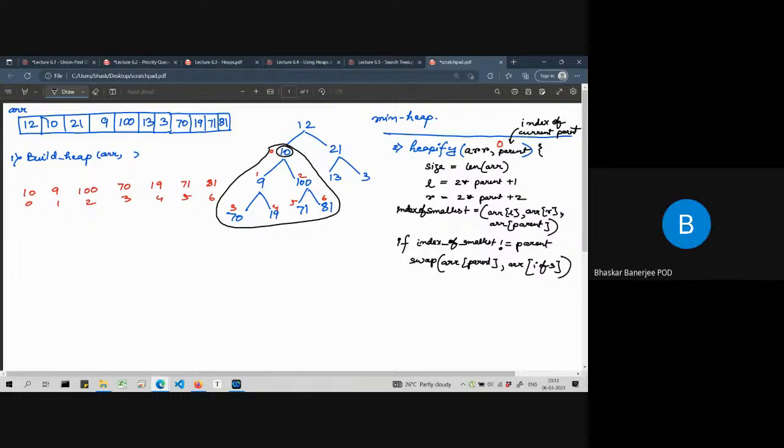But is it done? Let's apply the same thing on 10 and see what happens. So 10, 9 and 100. I find the smallest among them, which is 9. So I swap 9 and 10. Okay, done. But sir, what if in place of 19, there was 7? I would come to that, just a second. So 9 goes here, 10 comes here. After this, that's it. My algorithm has finished. Is it a heap? Now it is.